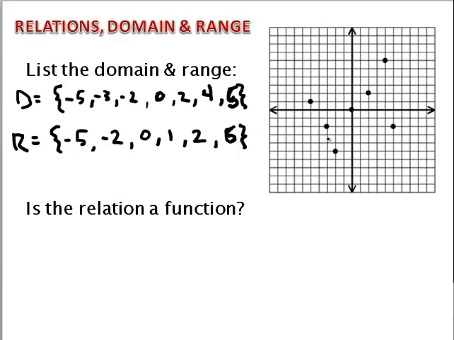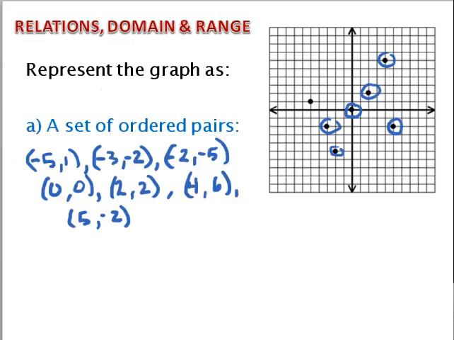Now we want to say, is the relation a function? Well, we saw that every x has only one y. If I go to this x, it only had one y, and the easiest way is to look back at the ordered pairs and notice that when I look at each of the x's, none of those x values are repeated. I do have y values that are repeated, but that doesn't matter. It's only if the x values are repeated.